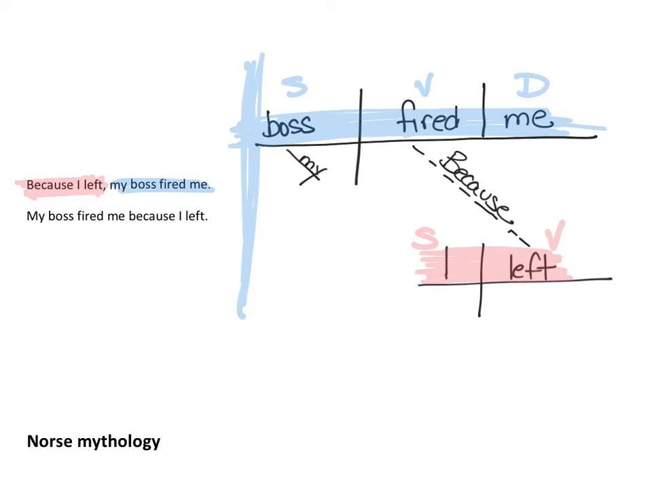So what in the world has happened? You had something that was a complete sentence, I left, and you have this special word, this subordinating word, because, that takes something that used to be a complete sentence, I left, and turns it into a fragment, because I left. And so that's why this is called a subordinating conjunction or a dependent clause.